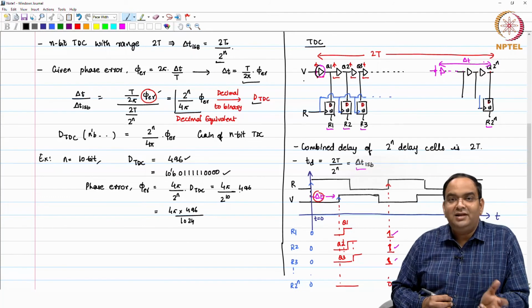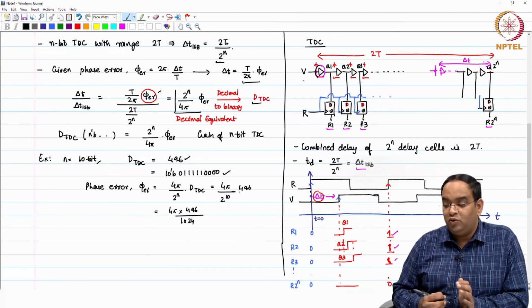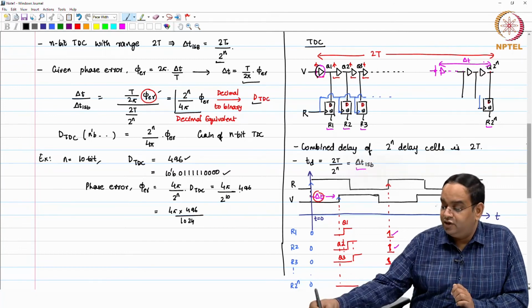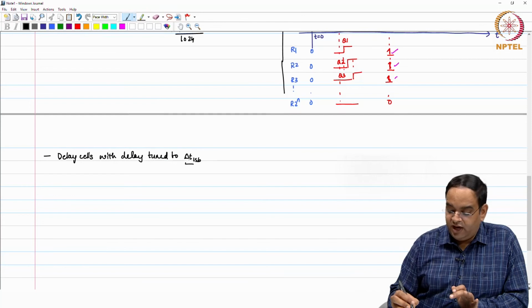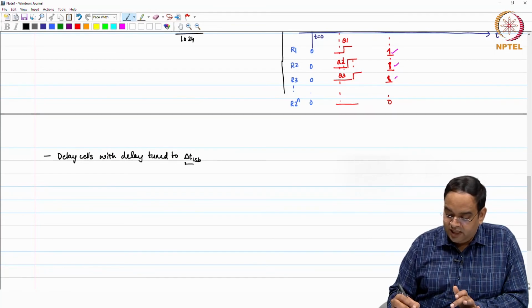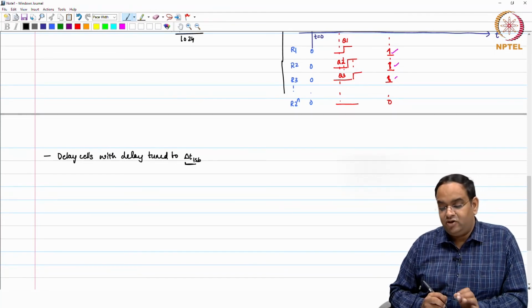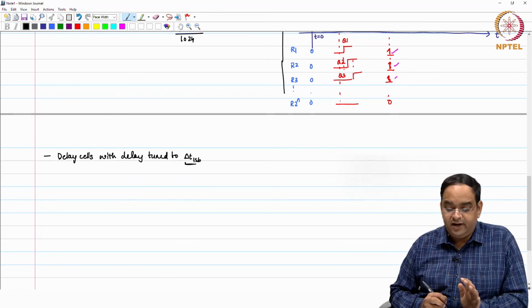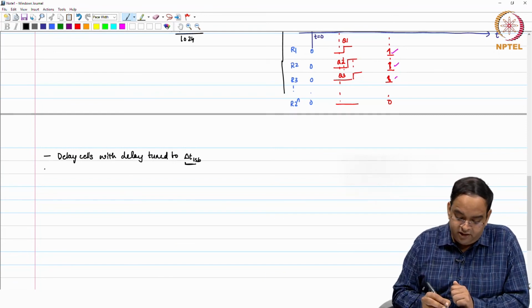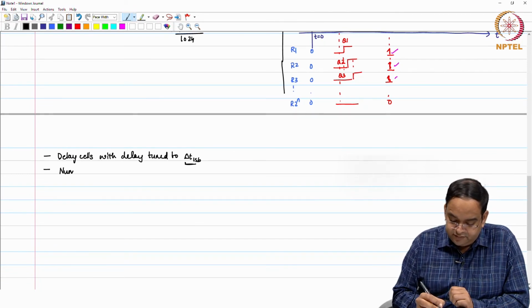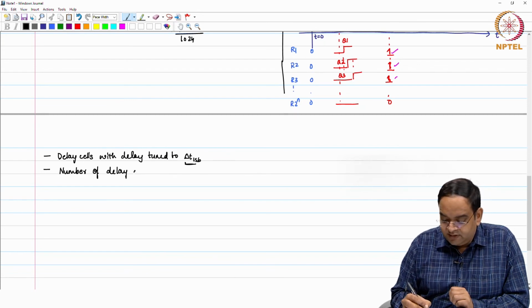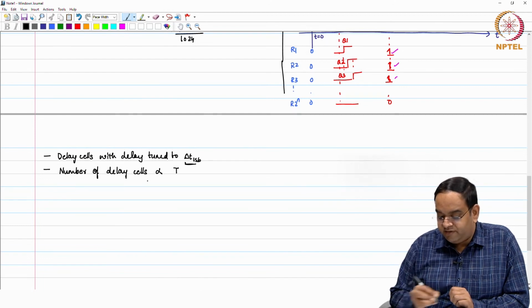This is important because if the delay of these elements which you are seeing here is not delta t LSB, it is something else or you do not know, then you cannot comment on what the phase error you have. So, somehow you have to make sure that the delay is fixed or within the margin of error which you can tolerate. Okay. And the number of delay cells which you require is proportional to your reference clock period.